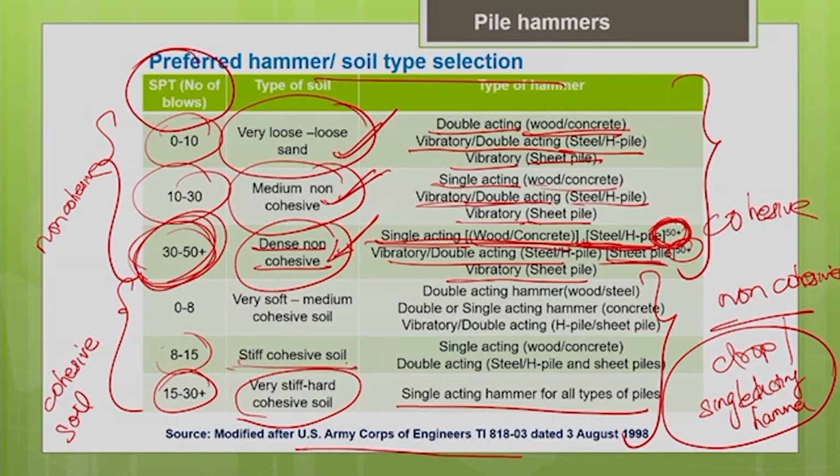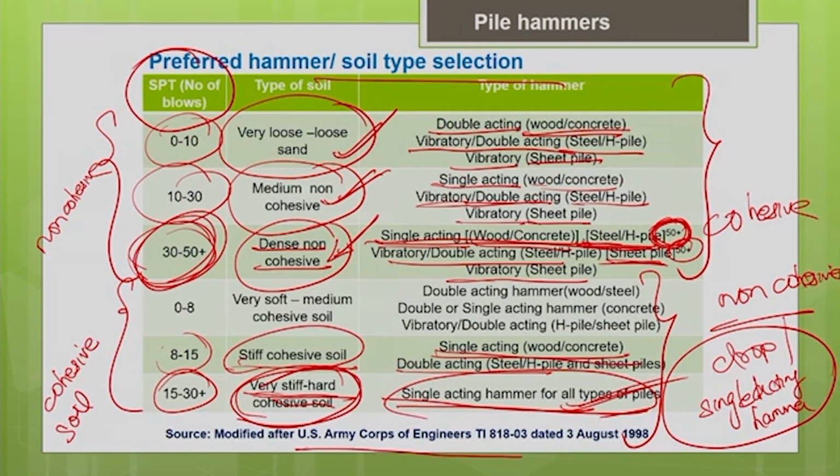So, for stiff cohesive soil, you can go for single acting hammer for wood or concrete pile and double acting hammer for steel or H pile. For very stiff soil, you should note that you should use single acting hammer for all types of piles, whether it is a steel pile or concrete pile, because the blow energy needed is very high here. We have to go for heavy hammer. But for stiff cohesive soil, you can go for single acting hammer for concrete pile and double acting hammer for steel pile. Here they are not recommending vibratory hammer because it is stiff cohesive.